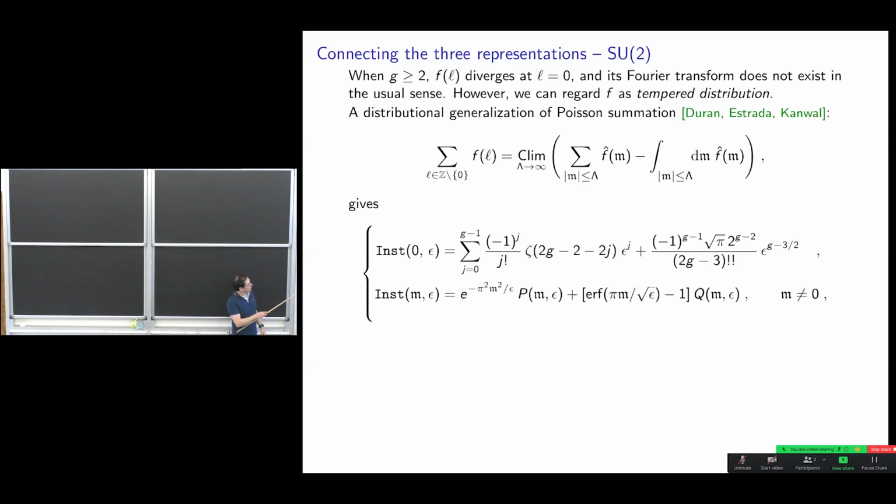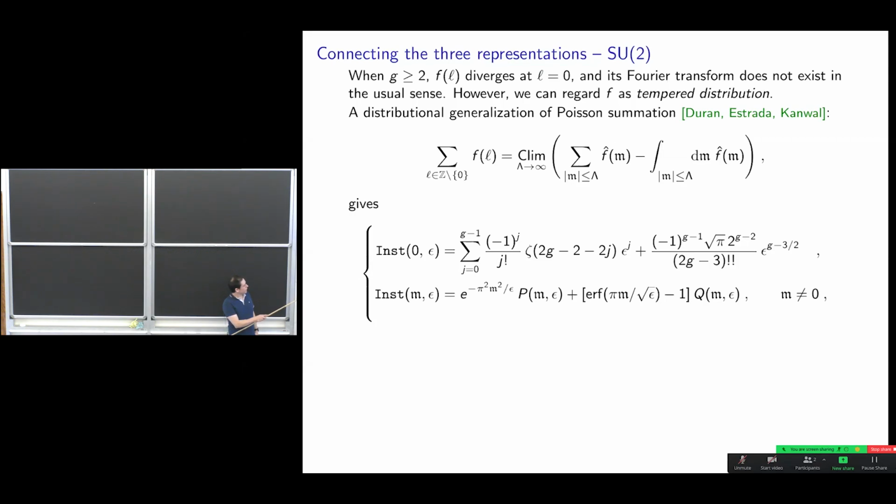You get for the 0 instanton sector, this is the perturbative part. And again, this is just a finite sum because we know that the perturbative part truncates. This is what you get. But this already appeared in the paper by Witten and has to do with intersection numbers of the moduli space of flat connections. But the novel part is the following.